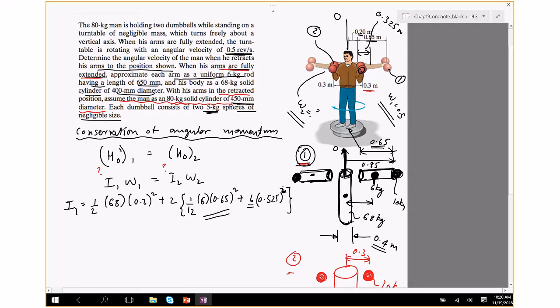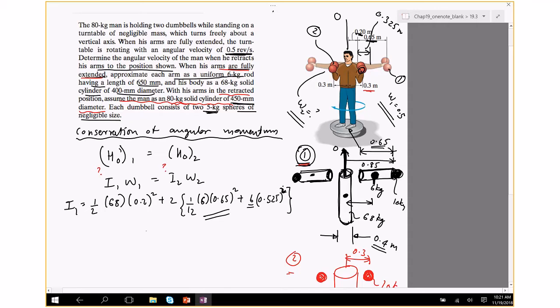I'm still left with the dumbbells. Now the dumbbells are point masses. They do not have an inertia associated with them. When you have a particle, there's no inertia. Similarly, when you have a point mass, no inertia. Since they do not have inertia, I about their own axis is zero. The only way they contribute towards the inertia is that the dumbbells are a distance of 0.85, 0.2 plus 0.65, from the axis.